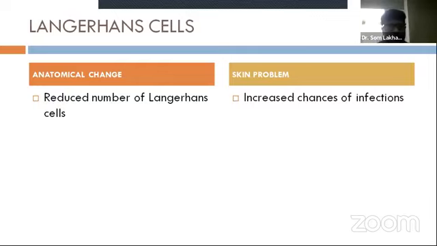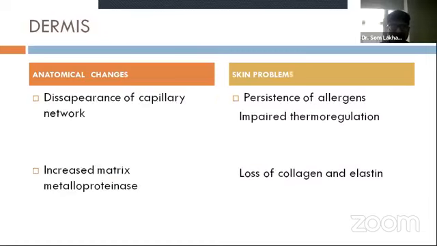Coming to the third type of cells, that is the Langerhans cells. As you all know, the Langerhans cells are the antigen presenting cells. What do we mean by antigen presenting cells? They present the antigen to the immune system, right? So they are the first barrier against the external antigen. With aging, there is a reduction in the number of Langerhans cells, which ultimately leads to increased chances of infections. These are the changes that basically occur in the epidermis.